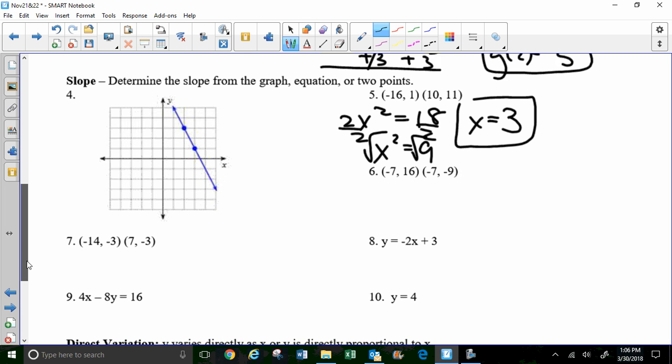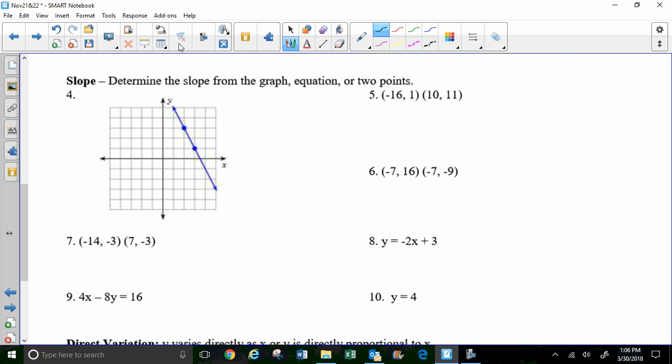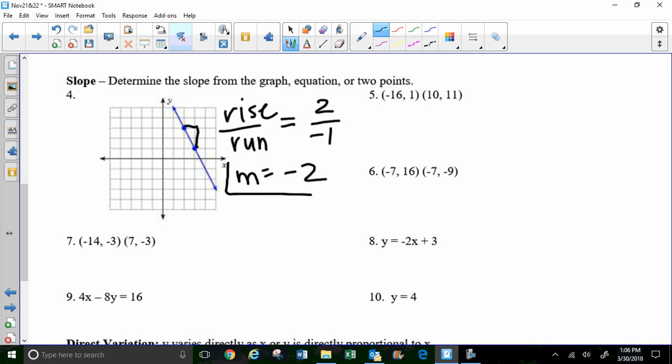Take a look at slope. Remember, we've got a couple equations that we utilize for slope. One is rise over run when we're looking at a graph. Our 2 points are actually picked for us. So what did we rise? We rose up 2, and then we went left 1. Be careful there. That means you need to assign a negative, which makes the slope -2. 2 over -1 is -2.